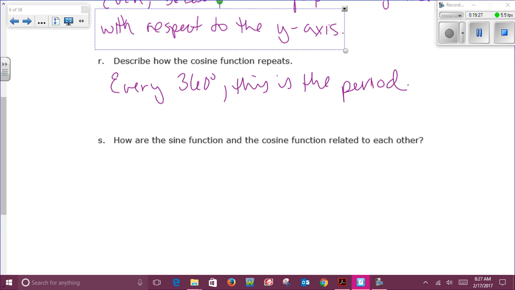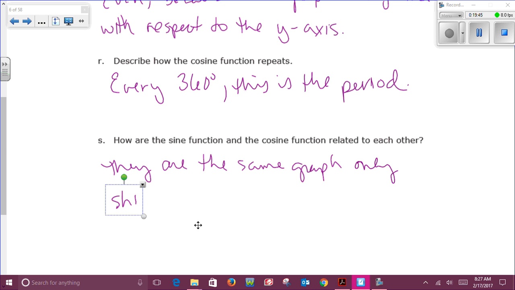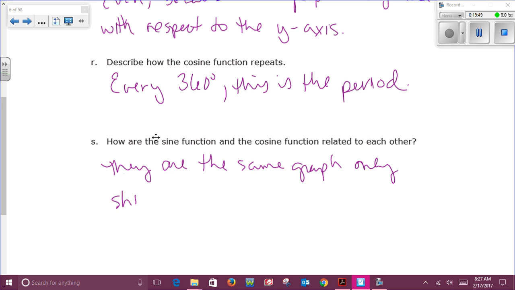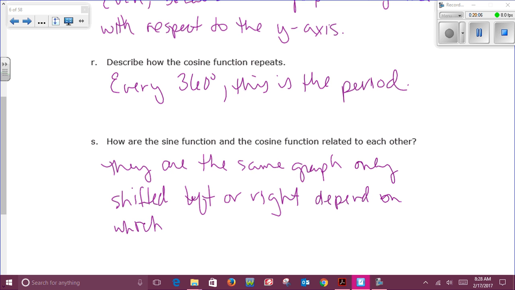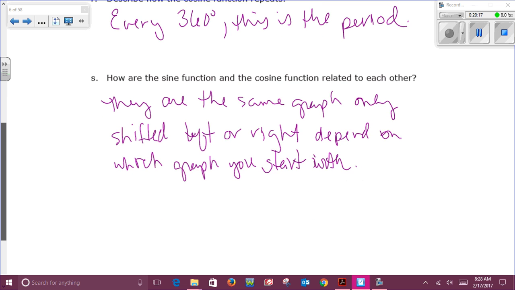How are the sine function and cosine function related to each other? Well, if you look closely at the graphs, they are the same graph, only shifted left or right depending on which graph you start with. And that will kind of become important later on.